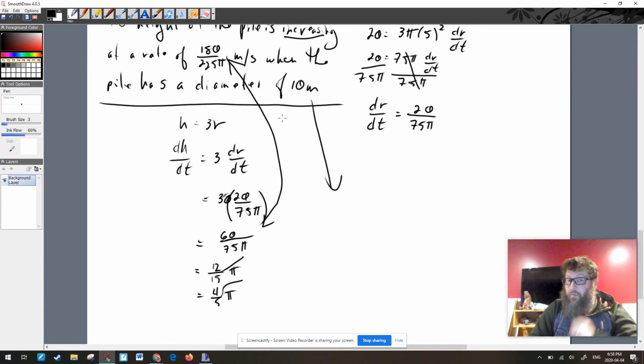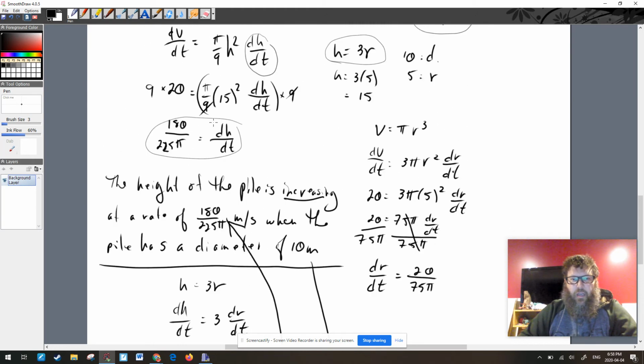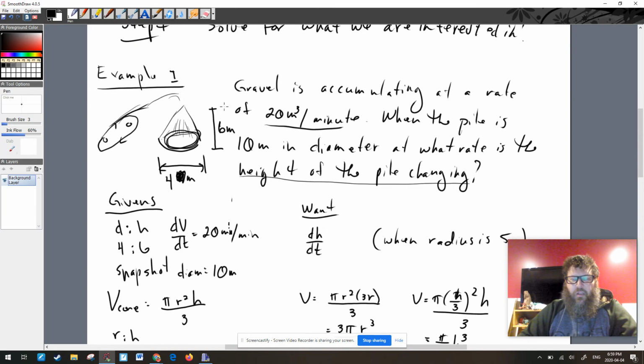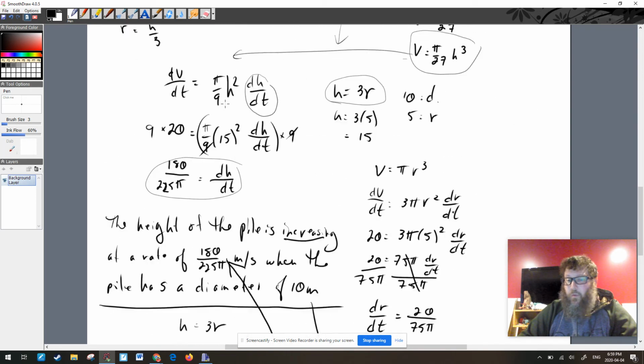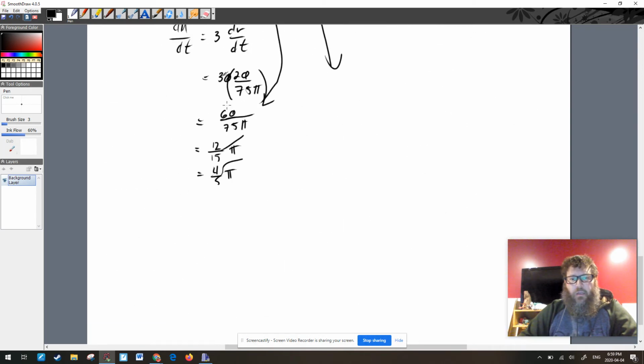We would do the same type of statement here that would say, by the way, this is what the height is changing at. So that's a pretty classic problem. And what we're going to do is try a couple more like that.